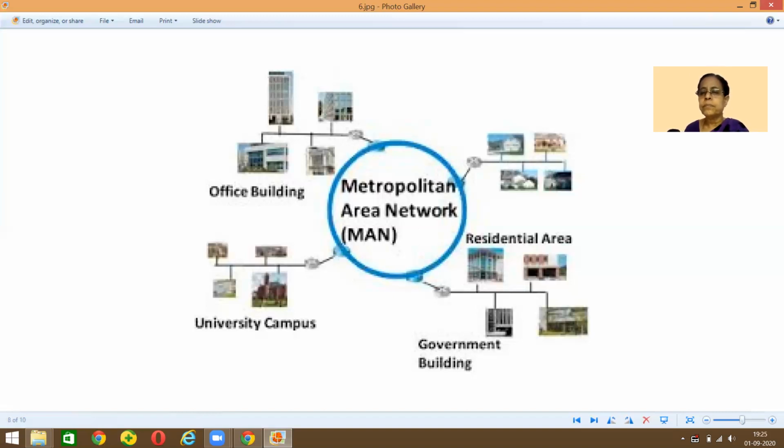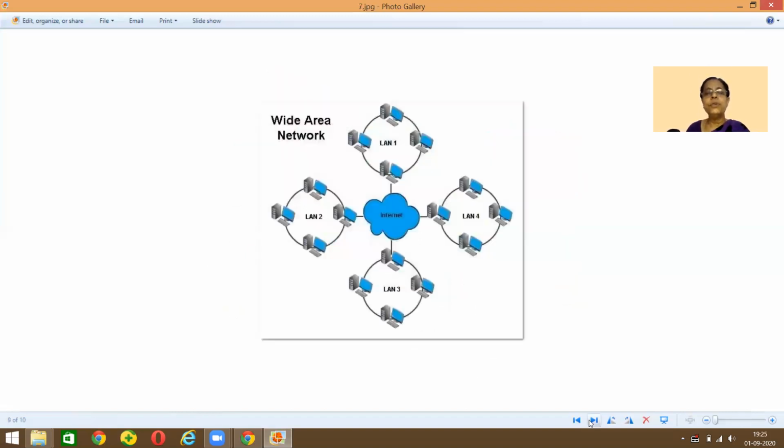Dear children, the next you have the wide area network. The wide area network covers a large or very vast area, which covers the entire country, and so country to country are connected.